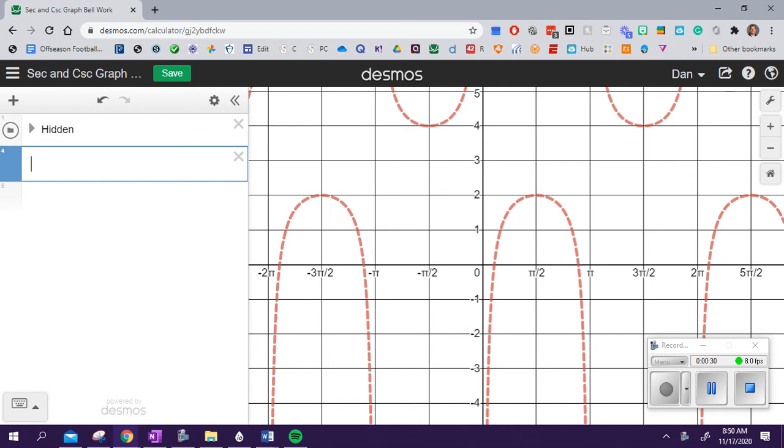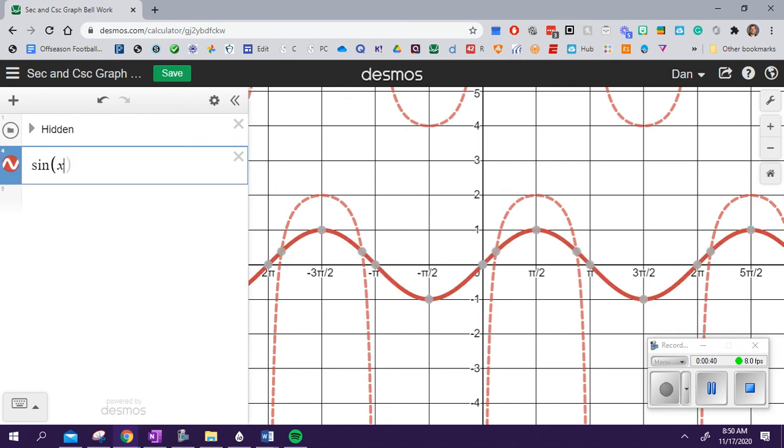Okay, so Annika, what was your first one? Did you do secant or cosecant? I was trying to do cosecant. So let's graph sine because it'll be easier to make that transfer. But cool, you did cosecant, so we're doing sine. All right, cool. There's my graph.